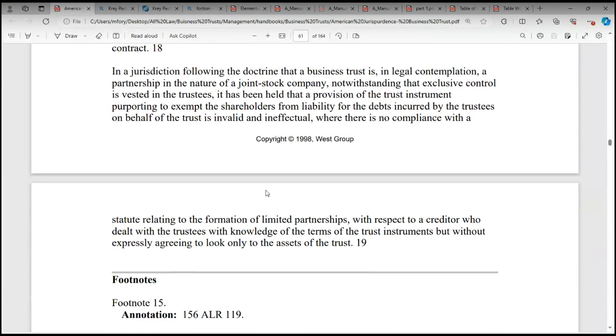In a jurisdiction following the doctrine that a business trust is, in legal contemplation, a partnership in the nature of a joint stock company, notwithstanding that exclusive control is vested in the trustees, it has been held that a provision of a trust instrument purporting to exempt the shareholders from liability for debts incurred by the trustees on behalf of the trust is invalid and ineffectual where there was no compliance with the statute relating to the formation of limited partnerships with respect to a creditor who dealt with the trustees with knowledge of the terms of the trust instrument but without expressly agreeing to look only to the assets of the trust. So he never expressly agreed. Where could a creditor only do that? In the contract that you signed with him.